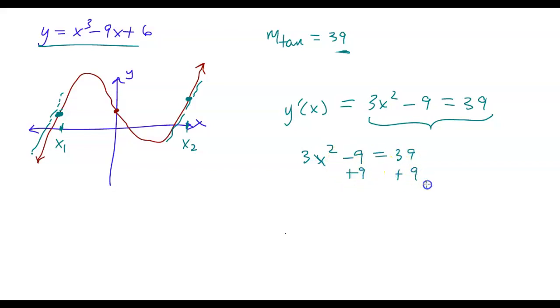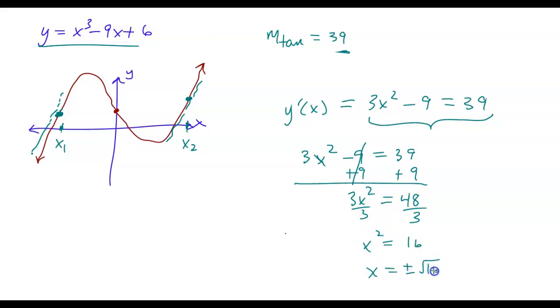If we add 9 to both sides, it's going to be 3x squared is equal to 48. We divide both sides by 3, and this is going to be 16. So x is going to be plus or minus the square root of 16, which is plus or minus 4. So we know here that x1 is going to be at minus 4 and x2 is going to be at 4. That much we already know from the information we've collected so far.